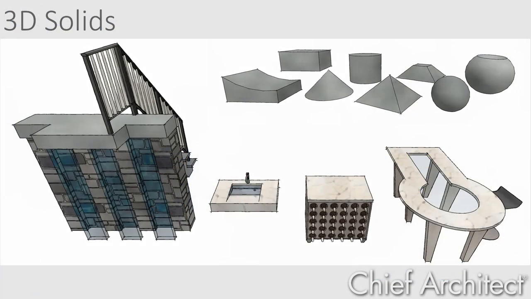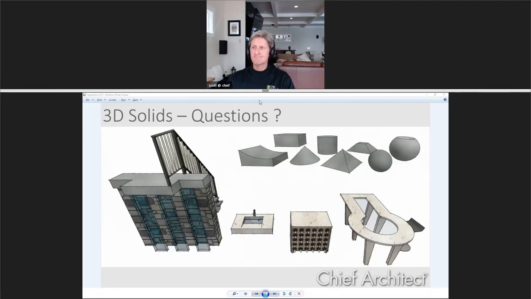There are a lot of custom objects you can create using Chief Architect's 3D solid modeling tools. And remember, any of these objects can be added to your user library to share with others or to use on a future project. A lot of new things you can create using the 3D solid tool, and we'd like to see if you have any questions out there that you'd like to ask as we go through that process.